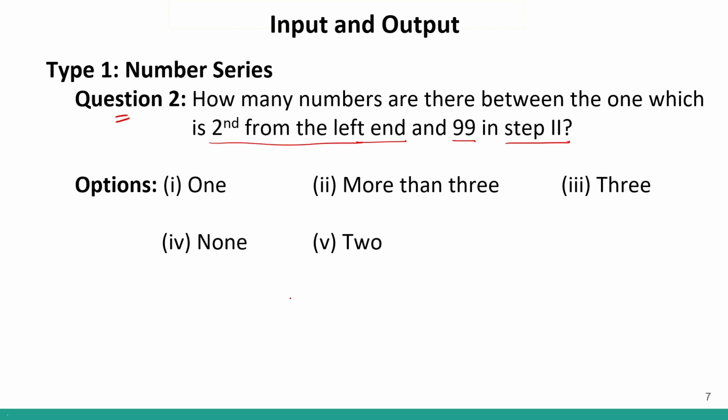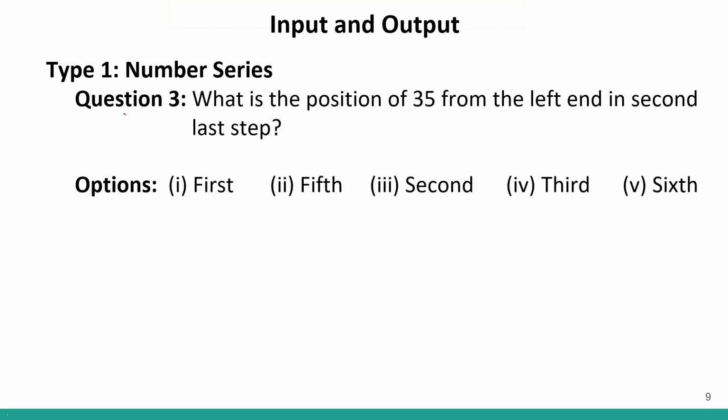Okay. Going back to the options, we have to find out how many numbers are there. So only one number is there which is 58. So answer will be option number 1, 1. Clear? Answer will be option number 1, 1. Question number 3, what is the position of 35 from the left end in second last step?